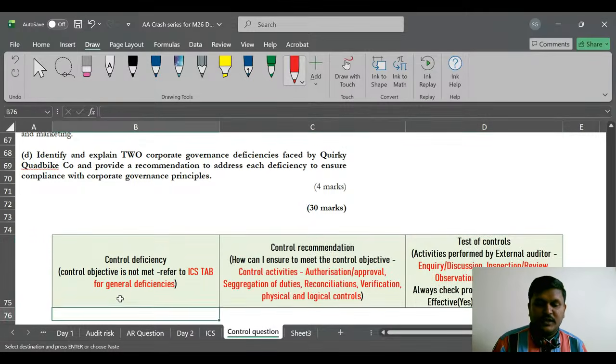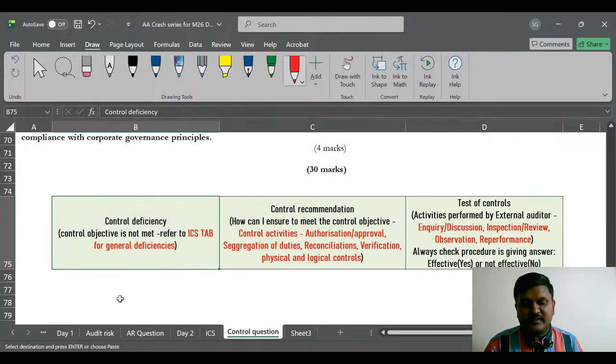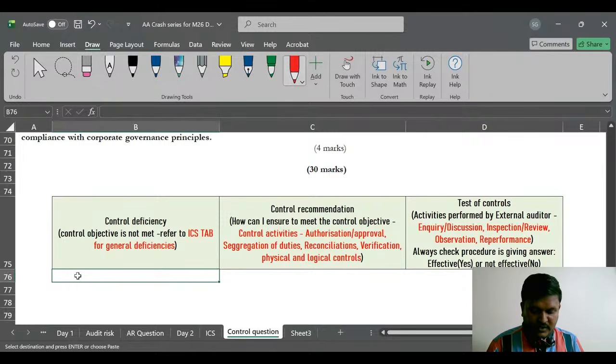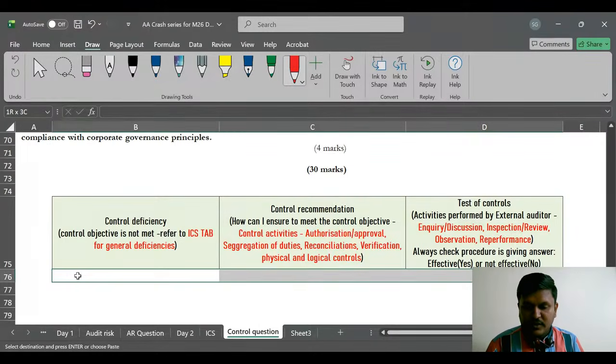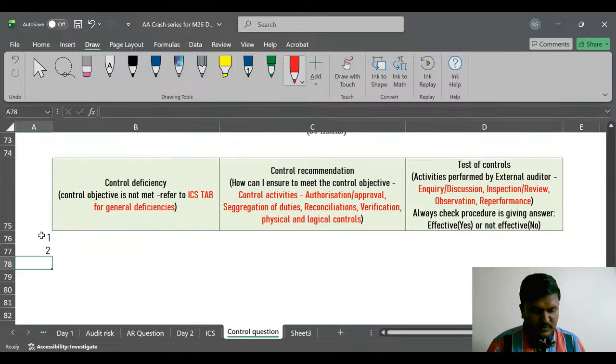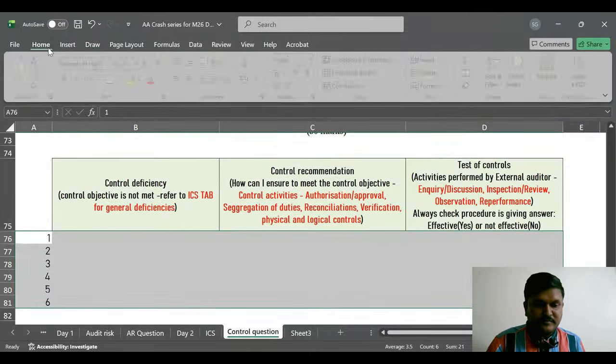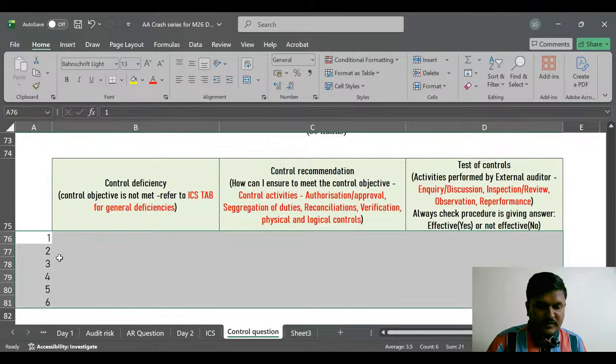Okay, control deficiency. I've just put it in relating to my note only. The ICS tab, you can consider like the general deficiencies over there. You can consider putting in your control recommendation over here as well. How many things have we been asked for? We have been asked to put in only 6 items: 1, 2, 3, 4, 5, and 6. We'll be doing 6 things. So let's keep it at 6. Okay, 6 things will be coming over here.